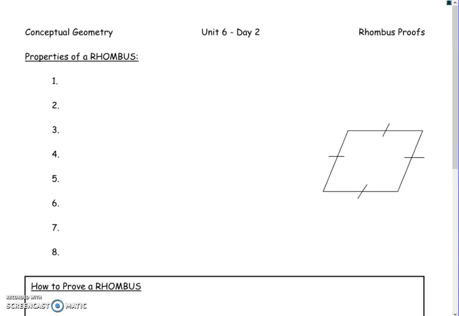All right, Unit 6, Day 2, Properties of a Rhombus. Today we're going to be proving a shape is a rhombus. So first of all, what do we know about a rhombus?